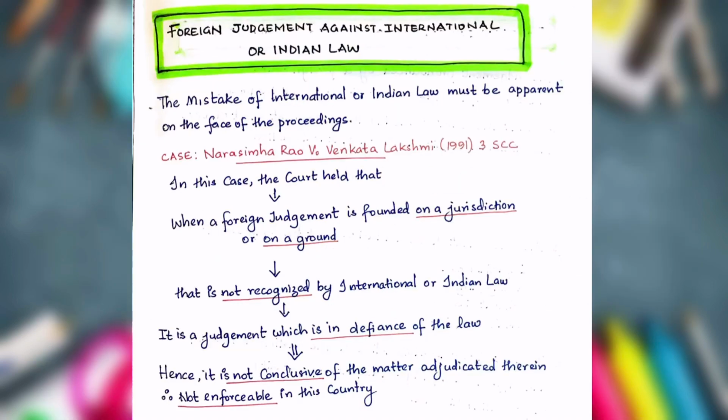And the third case was foreign judgment against international or Indian law. The mistake of international or Indian law must be apparent on the face of the proceedings. Now let's discuss a case regarding it. Narasimha Rao vs. Venkatalakshmi 1991. In this case, the court held that when a foreign judgment is founded on a jurisdiction or on a ground that is not recognized by international or Indian law, it is a judgment which is in defiance of the law. Hence, it is not conclusive of the matter adjudicated therein. Therefore, it is not enforceable in this country.